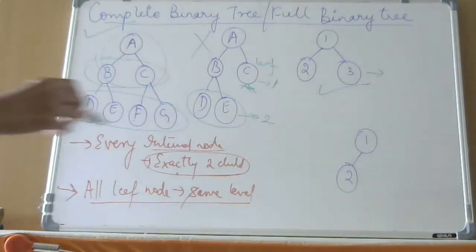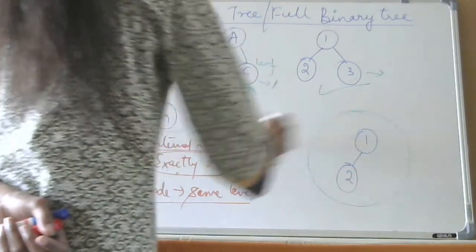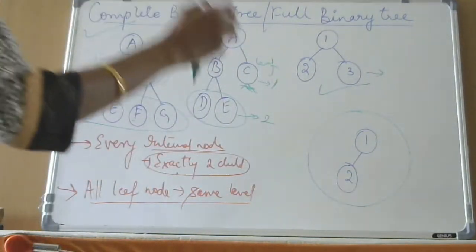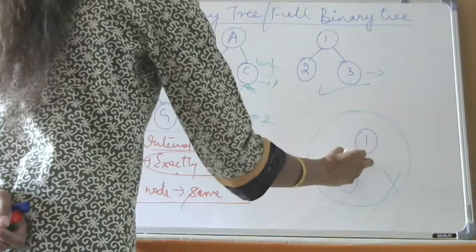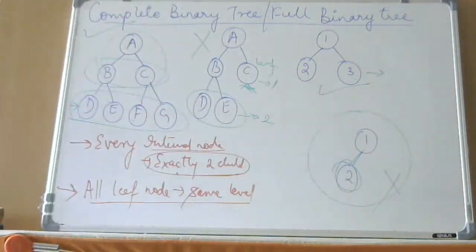Alright. What about this one? What about this tree? It is not a complete binary tree because this has only one child node. One child node is not allowed. Every internal node should have two. Just remember like this. All the nodes should have two child nodes except the leaf nodes. And all the leaf nodes should be at the same level. If these two are not satisfied, then you can't call it a complete binary tree. I hope I am clear. So next let us see almost complete binary tree.